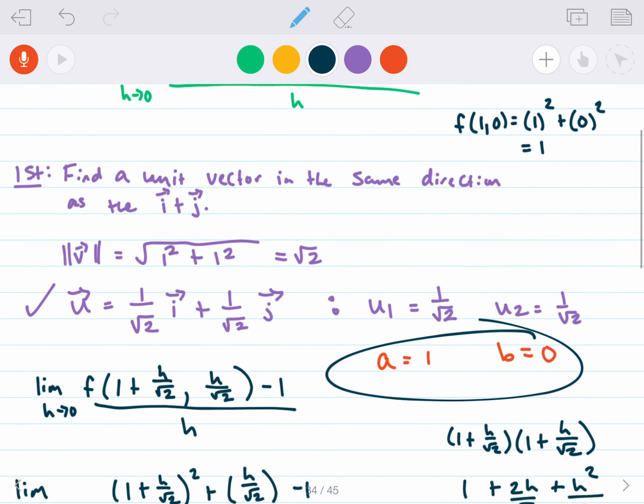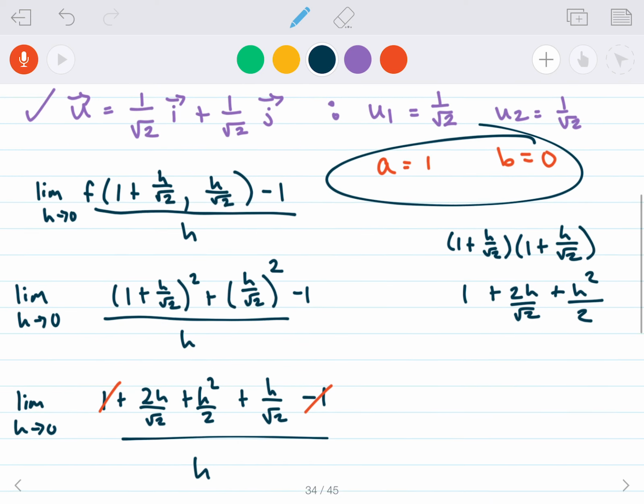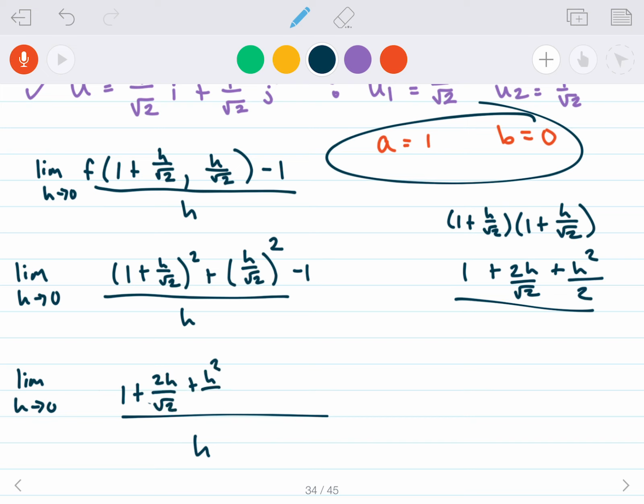Oh, I know what I did. Classic amateur mistake. I didn't square this. You see it? Let's go back to this line right here. So I'm replacing that with this, 1 plus 2h over root 2 plus h squared over 2, and I gotta square this, okay? So this is gonna be h squared over 2. Alright, now I think I might be okay.